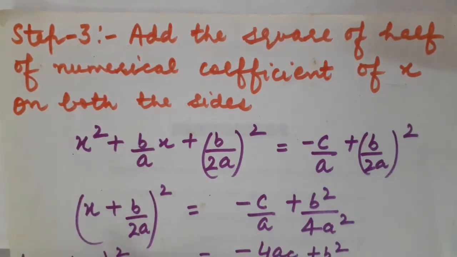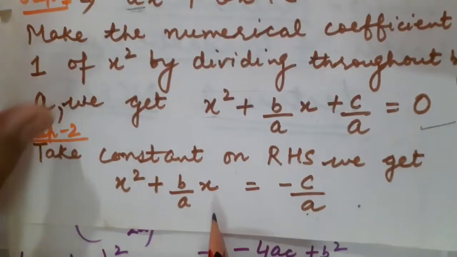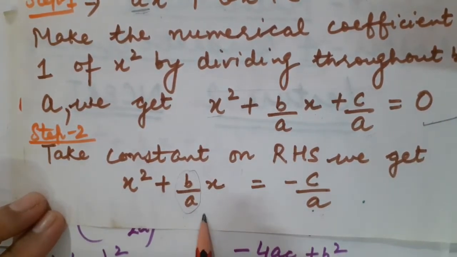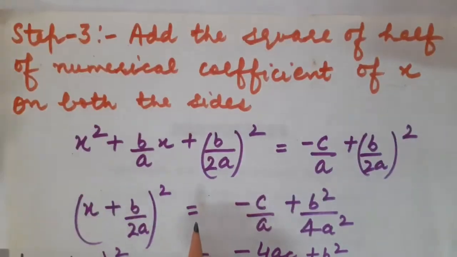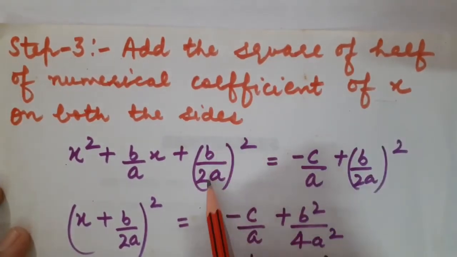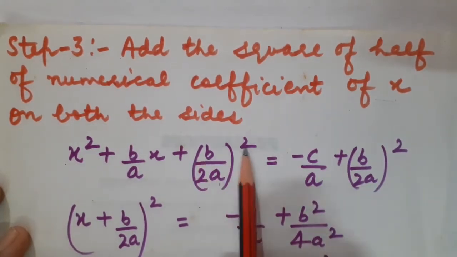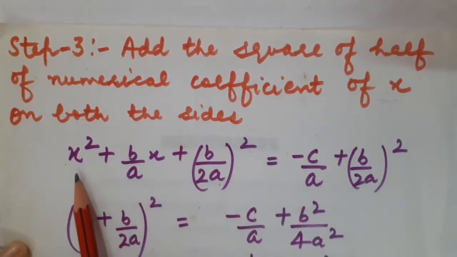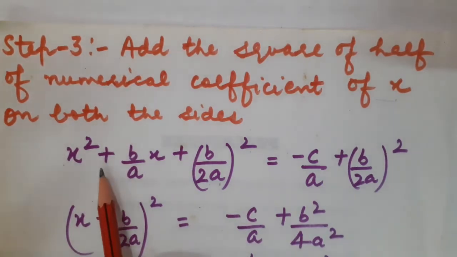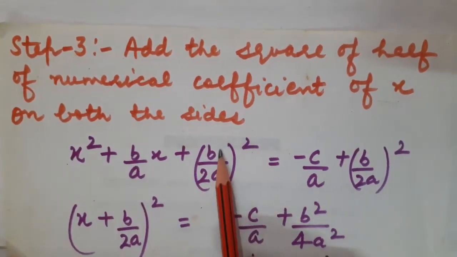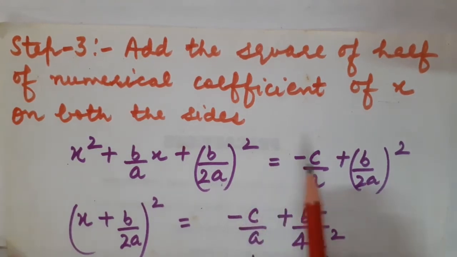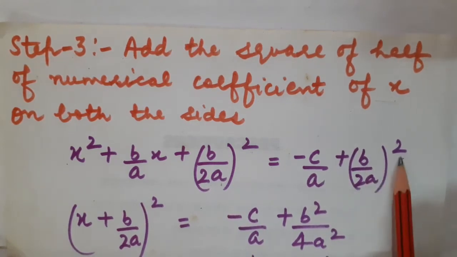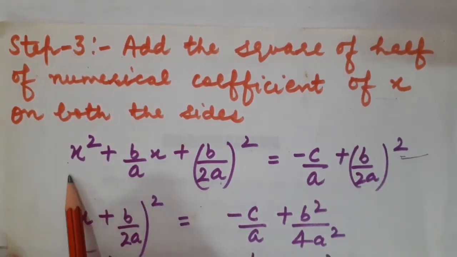See, children, what was the numerical coefficient of x in step number 2? That was b upon a. Correct? Now, if I take half of b upon a, that becomes b upon 2a. And I am going to add its perfect square, or I should say its whole square, on both the sides. So it becomes x square plus b upon a x plus b upon 2a whole square is equal to, on the right hand side we had only minus c upon a, plus b upon 2a whole square will be added. Correct, children? Please be focused here.